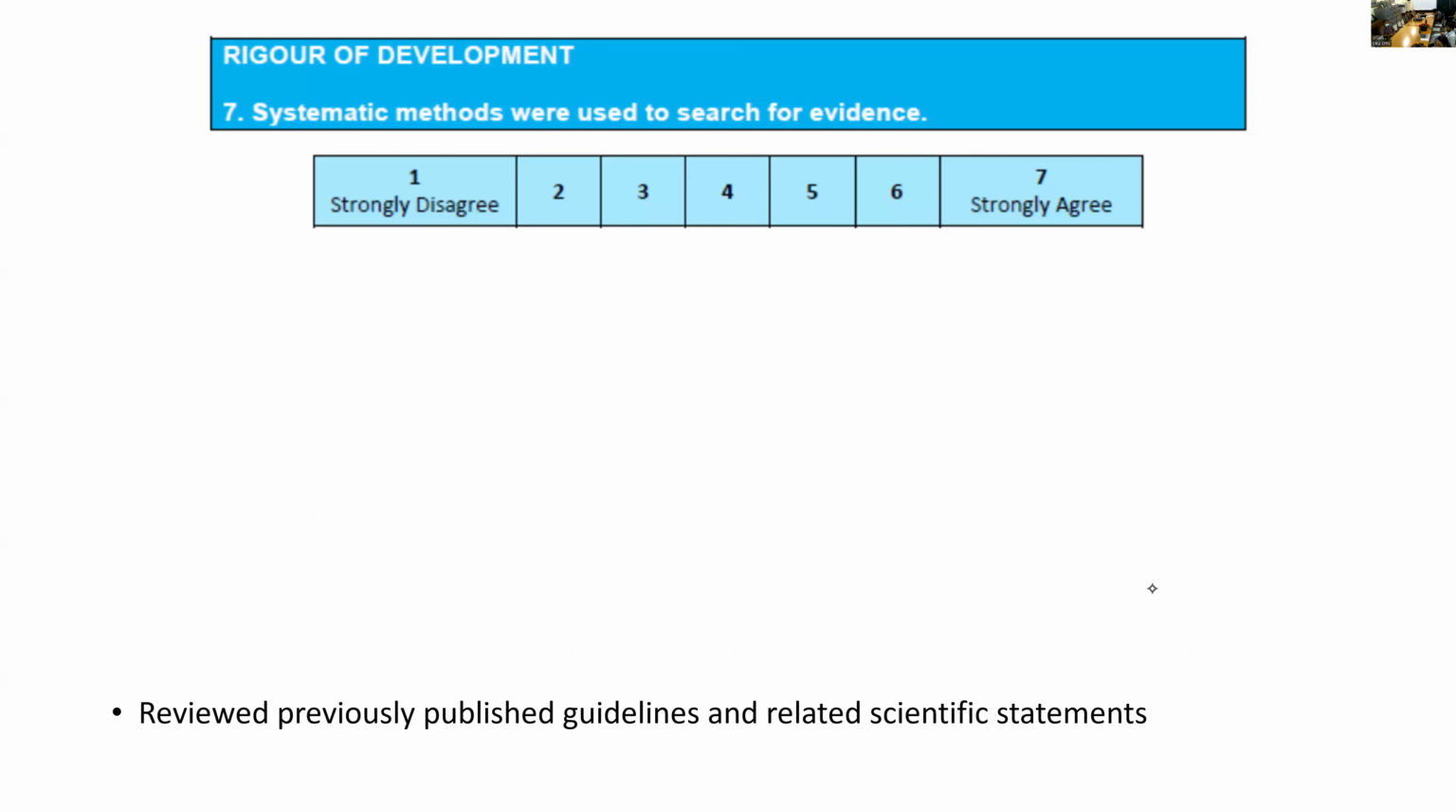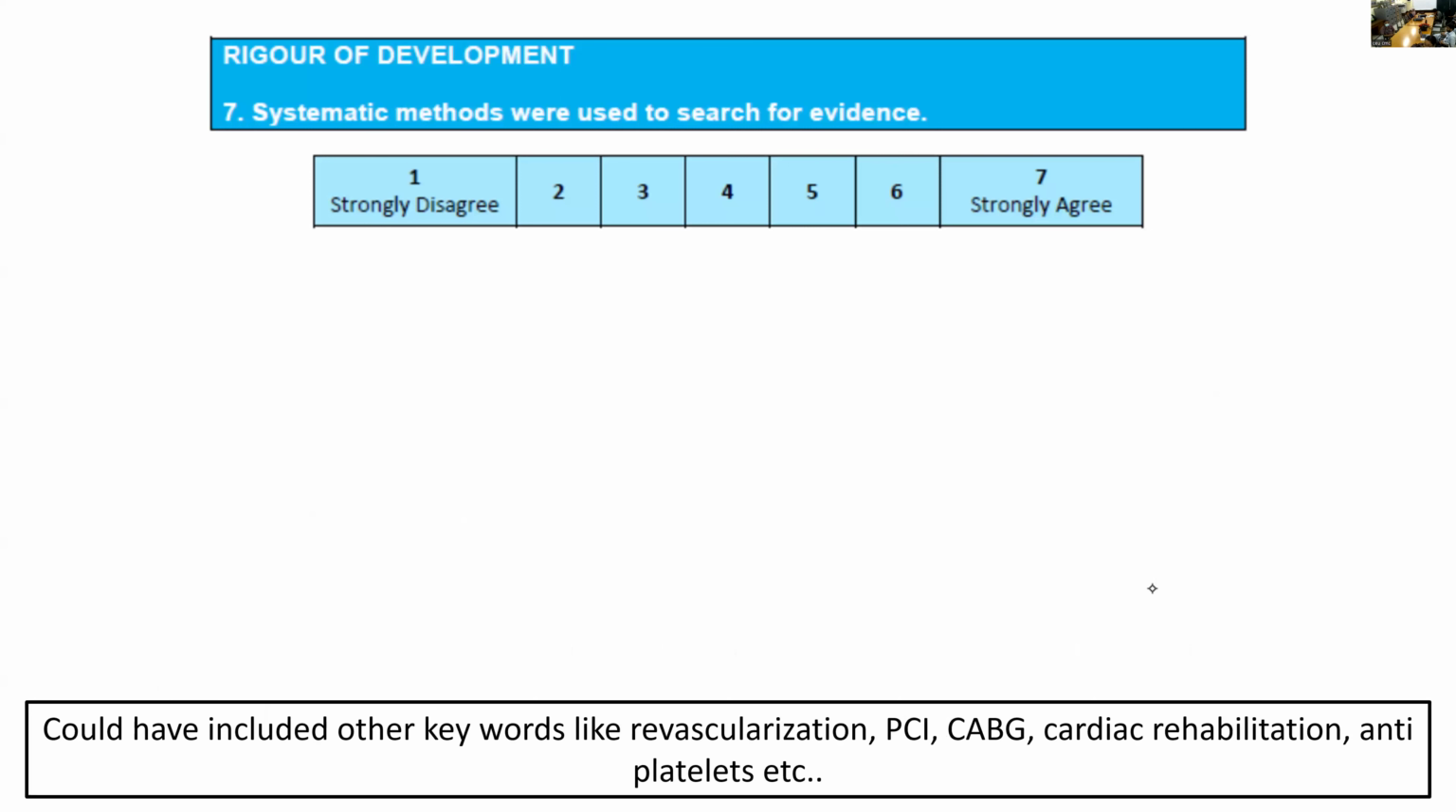They had also reviewed previously published guidelines and related scientific statements. I felt that the keyword search was limited, although it appears like they had about 16 to 17. We could have had at least another 20, 30 to increase the search. So I had given them a 5.